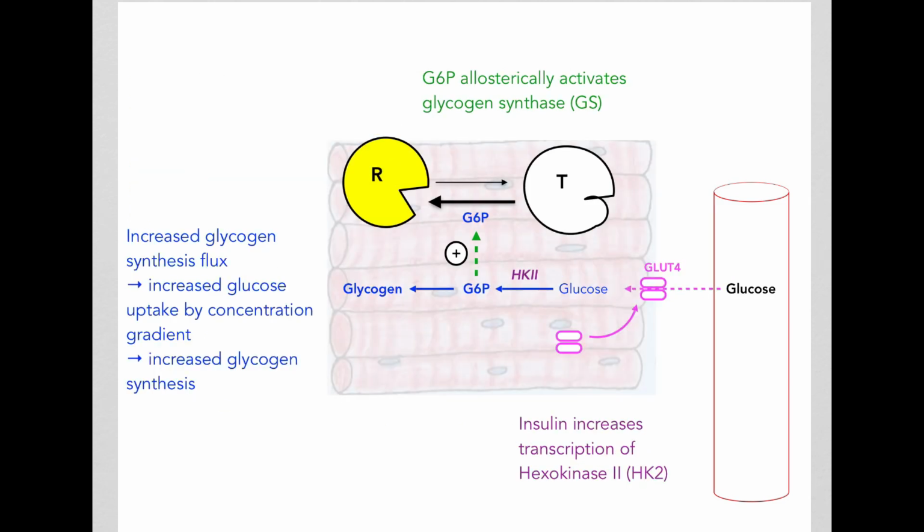A similar effect happens in skeletal muscles. Insulin increases the transcription of hexokinase 2. This is the major form of hexokinase found in skeletal muscles, and so the glucose will be rapidly converted to glucose 6-phosphate. This concentration will rise. Glucose 6-phosphate will then activate glycogen synthase, and that will lead to increased glycogen synthesis.